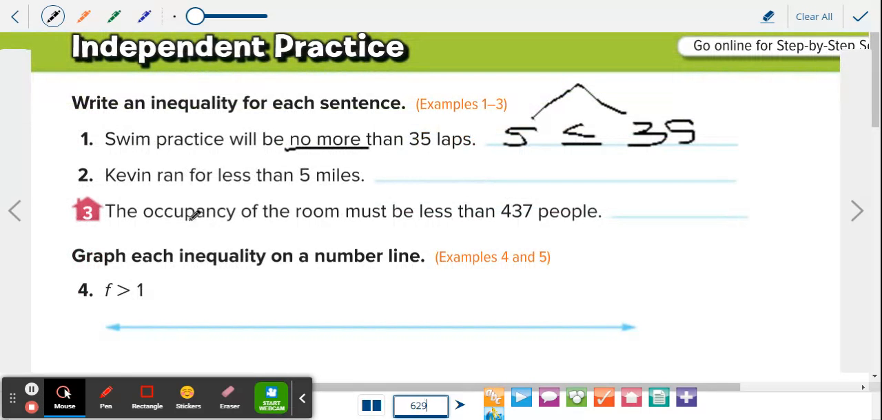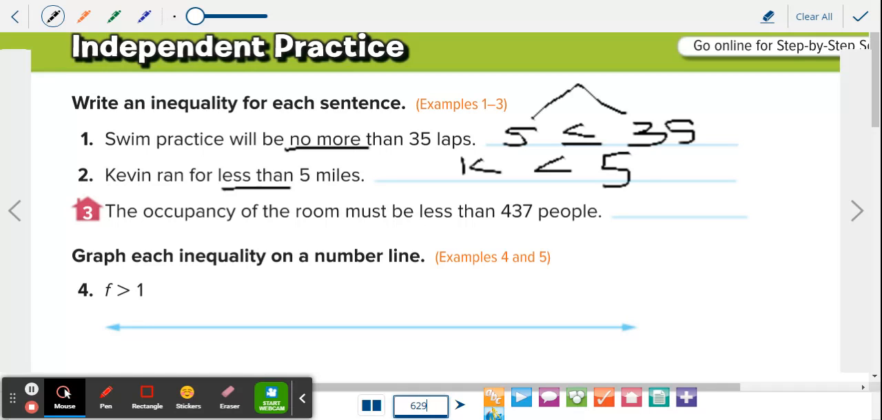Okay, so going back into number 2 now. Kevin ran for less than 5 miles. So I'm going to put K and 5. Now, if he ran for less than 5 miles, how are we going to write this? K is what? Less than 5. It can't be equal because it says less than 5 miles. It's got to be everything below that.